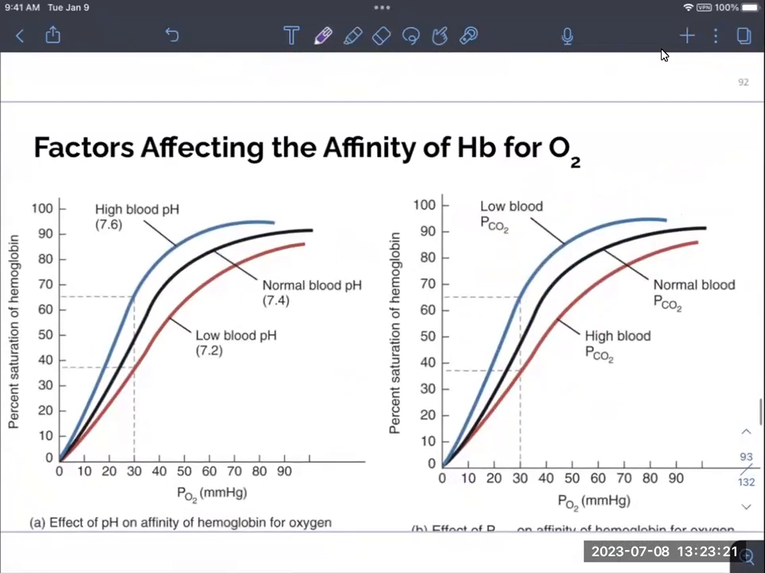So that's what this second chart over here is showing. So if we have a low amount of carbon dioxide, or that pressure for carbon dioxide in the blood, more oxygen is going to bind. If we have a lot of that pressure of carbon dioxide in the blood, more oxygen is going to be released from that hemoglobin to be readily available for those tissues.